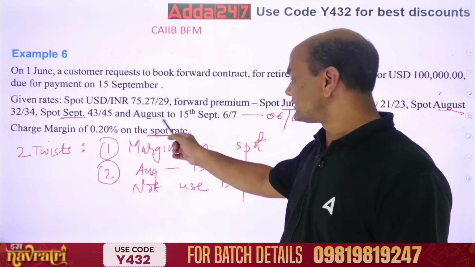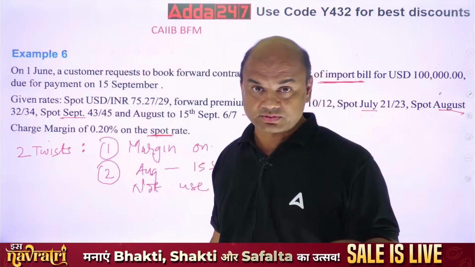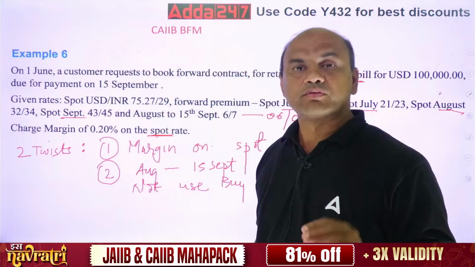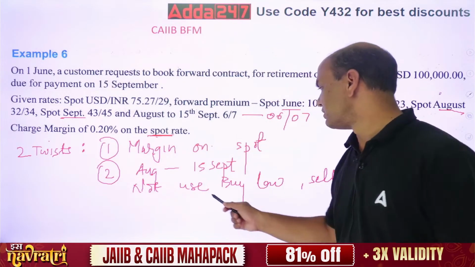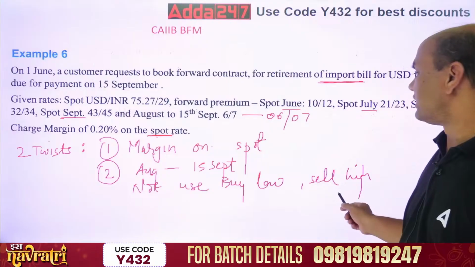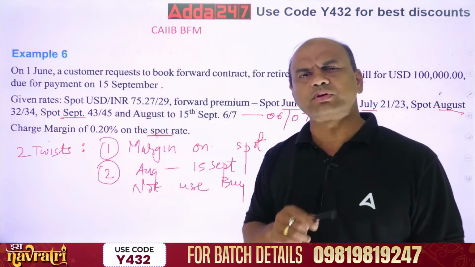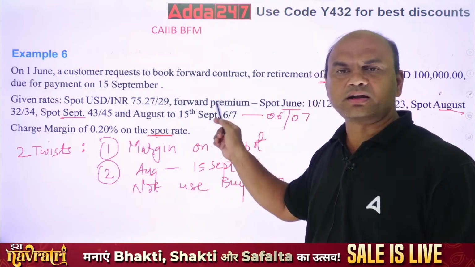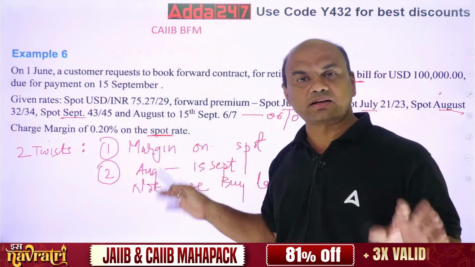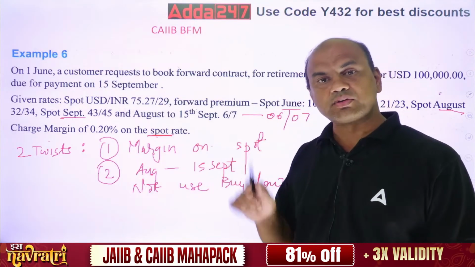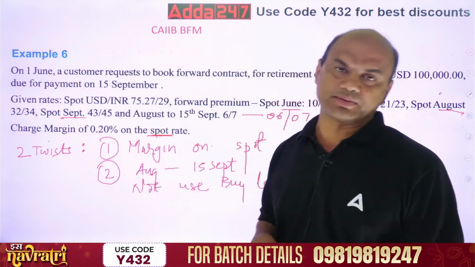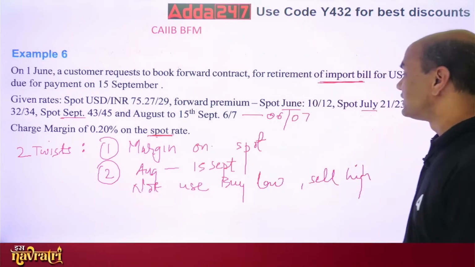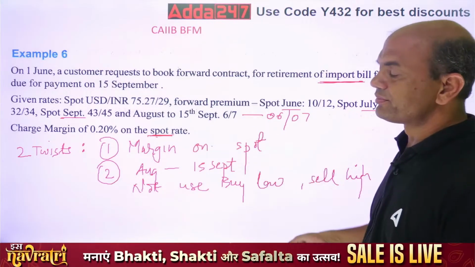So when such thing is given, you cannot use buy low, sell high concept over here. Whenever you have the exact rate, not to use buy low, sell high. This is very important concept. Whenever you have an exact rate on certain date, any date, you should never ever use the buy low, sell high concept. Never use it. Got it? So with keeping these two in mind, let's move ahead.